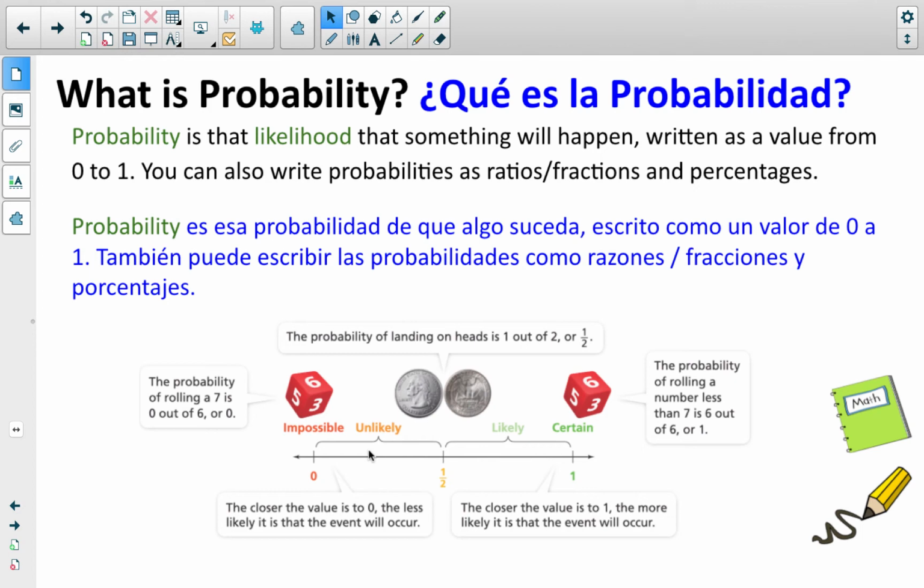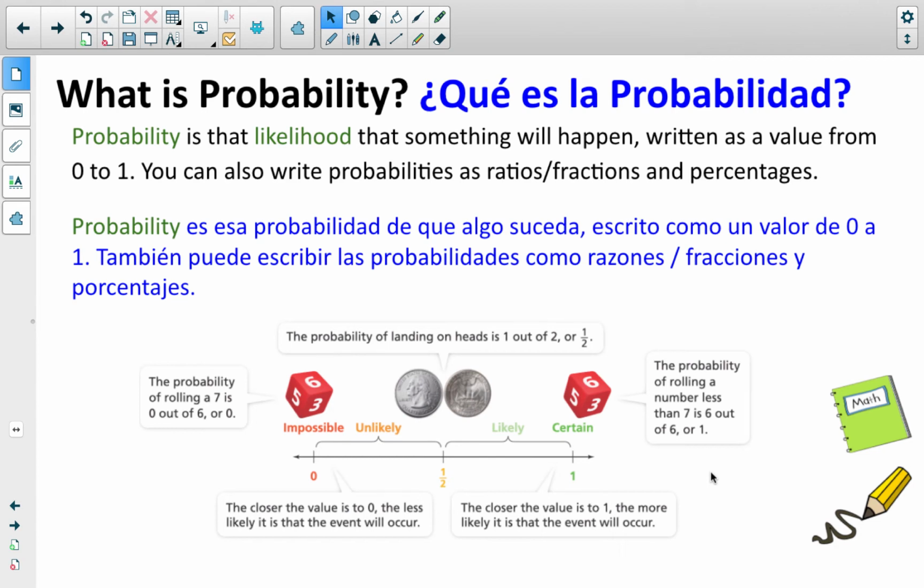Now, likely is a higher than 50-50 shot. The closer you get to 1, the more likely it is to occur, just like the closer you get to 0, the more unlikely something is to occur. So something likely could be you getting school pizza sometime during the week. The cafeteria generally serves pizza at least once a week. That's a likely chance. If you put 7 green and 3 red Jolly Ranchers in a bag, you are likely to pull out a green because it represents more than half of what is in there.